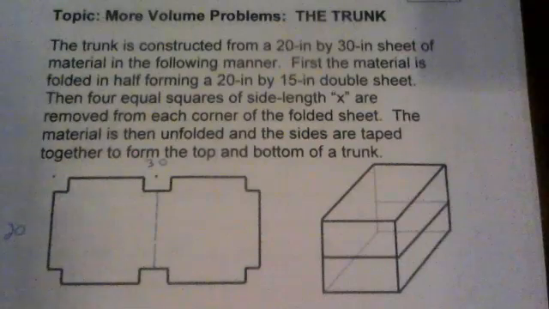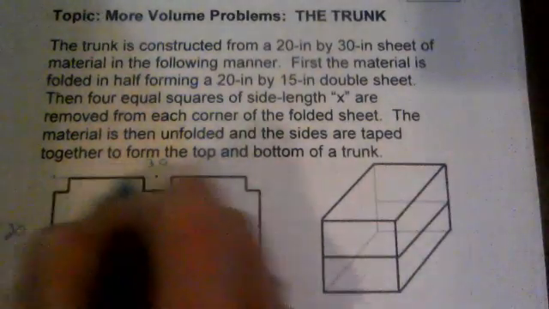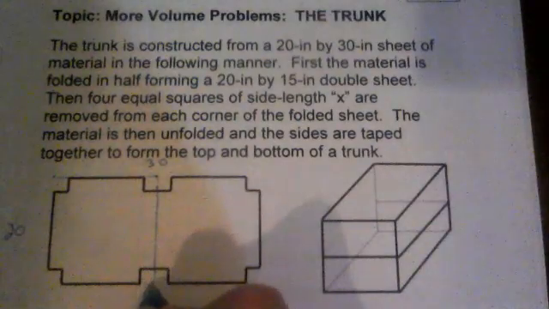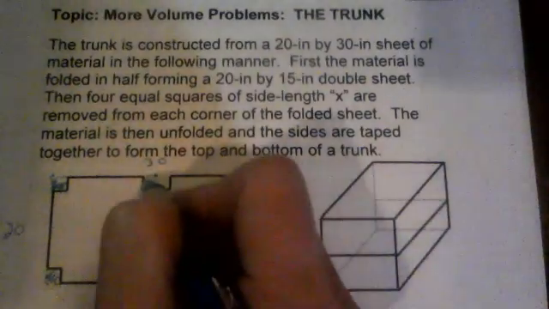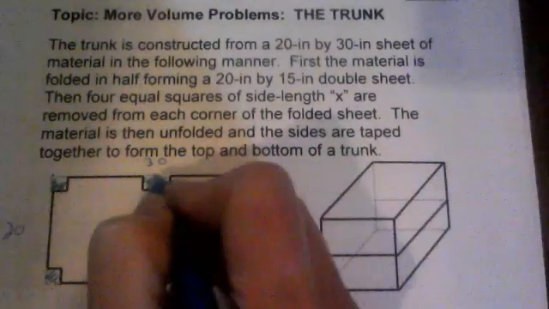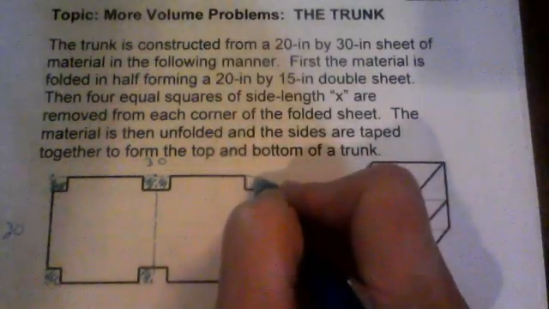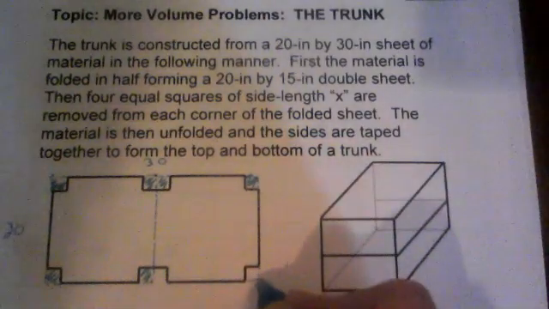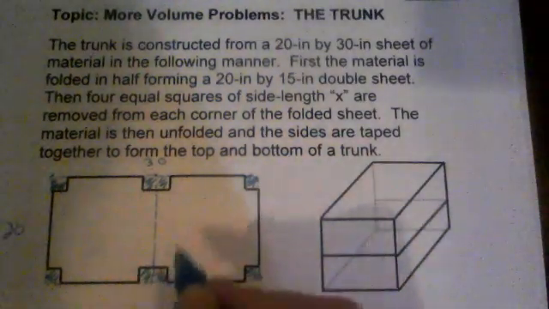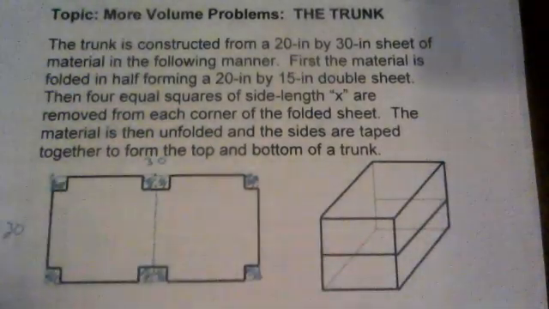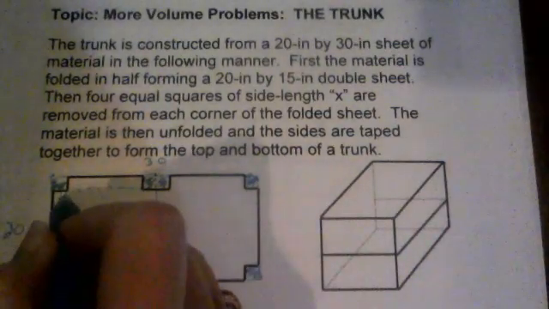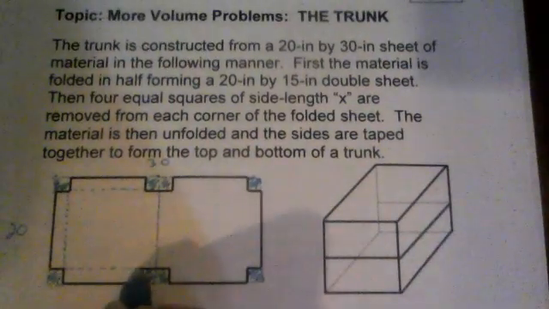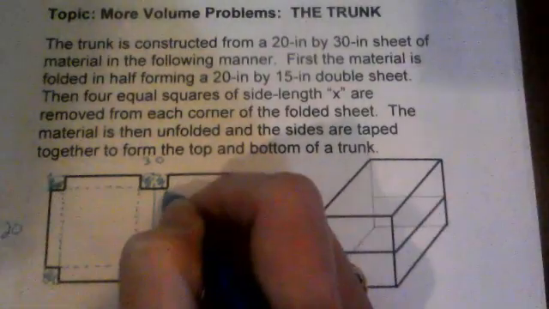And then it says that they're going to cut 4 equal squares of side length x from each corner of the folded sheet. So this folded piece kind of runs along here, and they're cutting out these little squares, which in turn, since it's folded in half, is going to cut those same little squares out of this other half of the material. And so then we end up with these two shapes that look exactly the same, and these flaps are exactly the same on each half of this material.